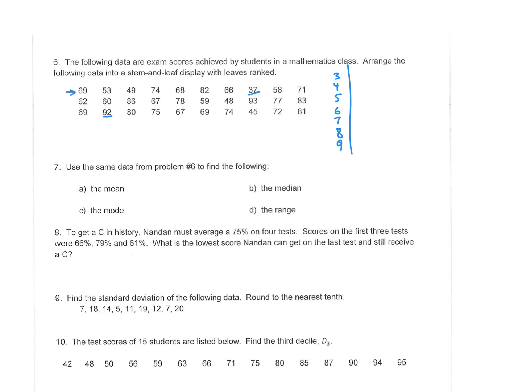Now going through and putting the data in. So 69, we'll just put the ones digit 9, then 53, 49, 74, 68, 82. I'll order the leaves once I go through this. 66, 37, 58, 71, and now continuing, 62, 60, 86, 67.